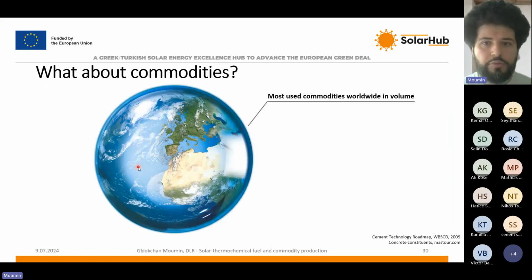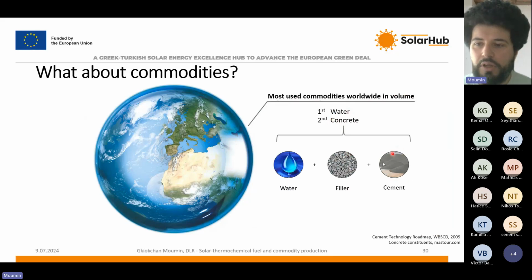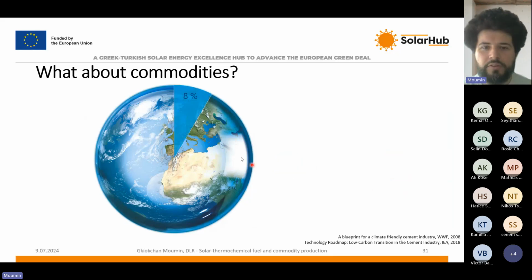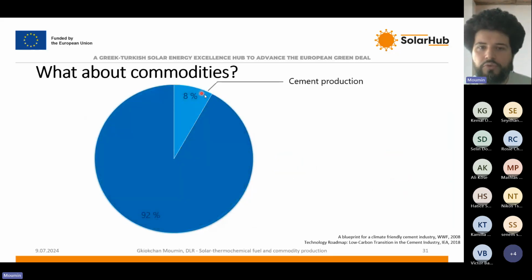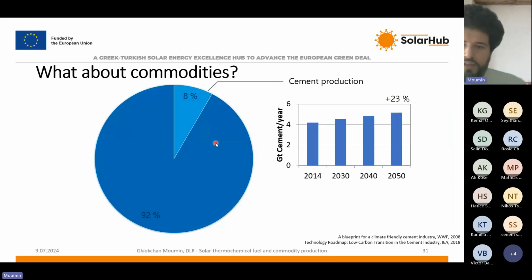Another application I want to talk about is cement. One of the most used commodities worldwide in volume are water and concrete. And concrete is made up of cement, which is basically the energy intensive component here. Probably this is known by many, but cement production is responsible for up to 8% of the global CO2 emissions. And again, related to the outlook, the demand is expected to grow. In this study, they predict a 23% increase until 2050.